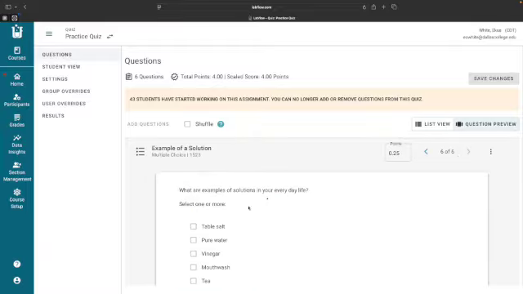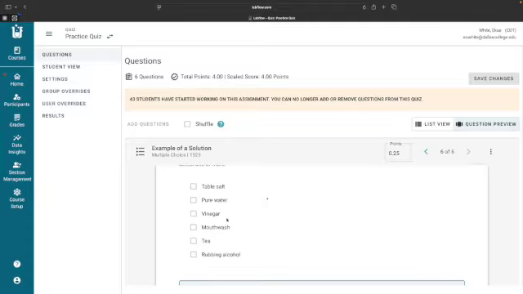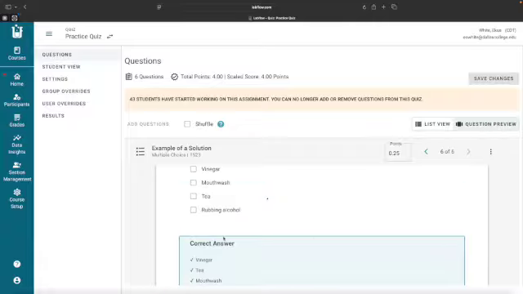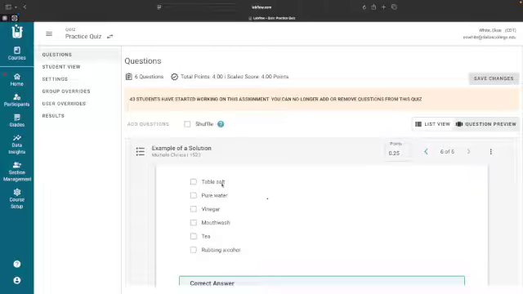Last one for this. What are examples of solutions in your everyday life? Okay. Correct answer: vinegar, tea, mouthwash, rubbing alcohol. Table salt is a solid. A solution has to have a mixture. So it's a solid, so it cannot be a solution.